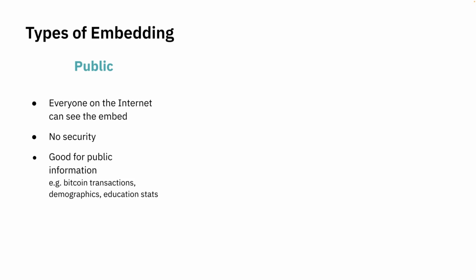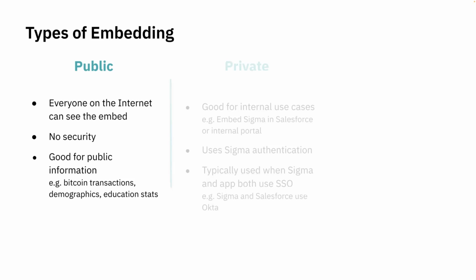And that's one use case of a public embed. We have some other customers that are using it for public data sets like Bitcoin transactions or demographics or statistics or education stats, things that are public domain data. And that's what public embedding is. So there are some use cases for it. You're probably not going to sell it as an offering per se, because anyone can see it, but it is very quick to use. And I should also note that there is security inside of Sigma to control who can create a public embed, because you don't want anyone to be able to create one, as they could potentially very easily externalize data that's sitting in your warehouse to end users.